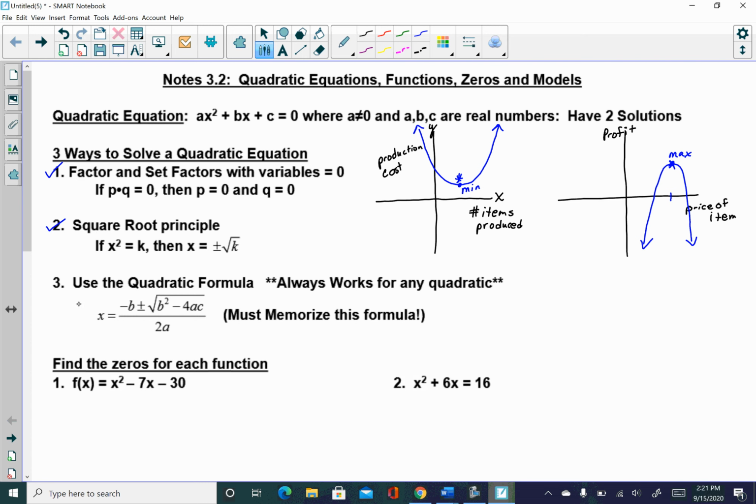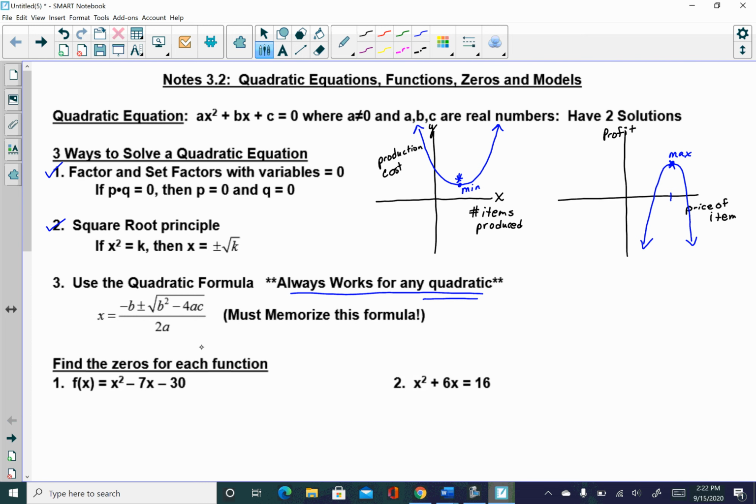Quadratic formula. If you aren't able to factor it and you can't use the square root principle, then we have to go to the quadratic formula. It should be noted, sometimes folks say, well, I don't like to factor. Can I just use the quadratic formula? Absolutely, you can. The quadratic formula works for any quadratic, okay? You need to know this formula though. x equals negative b plus or minus the square root of b squared minus 4ac, all over 2a, okay?